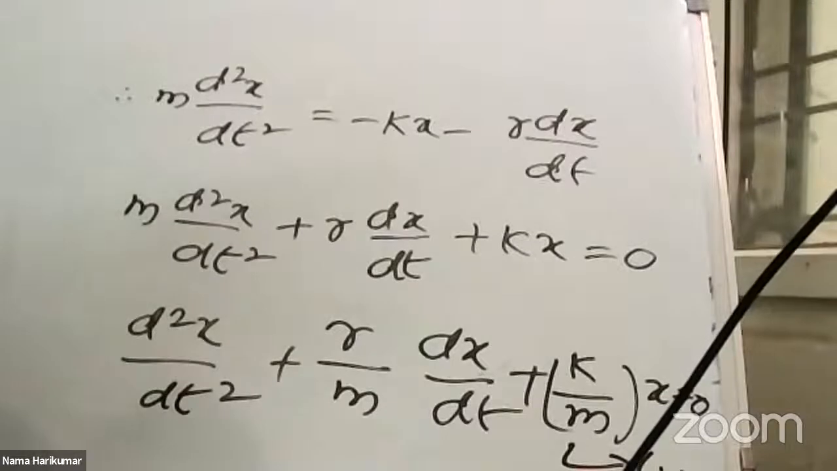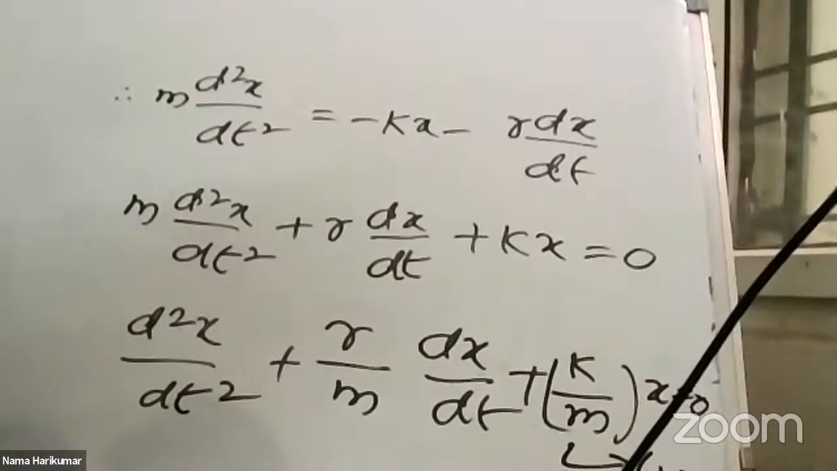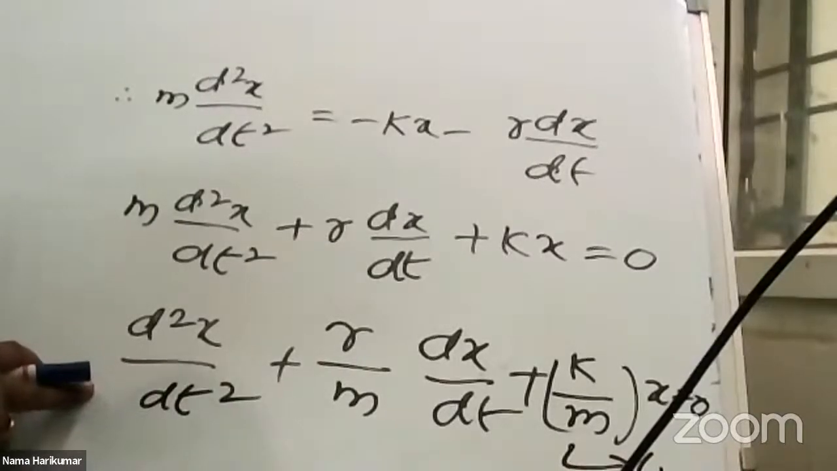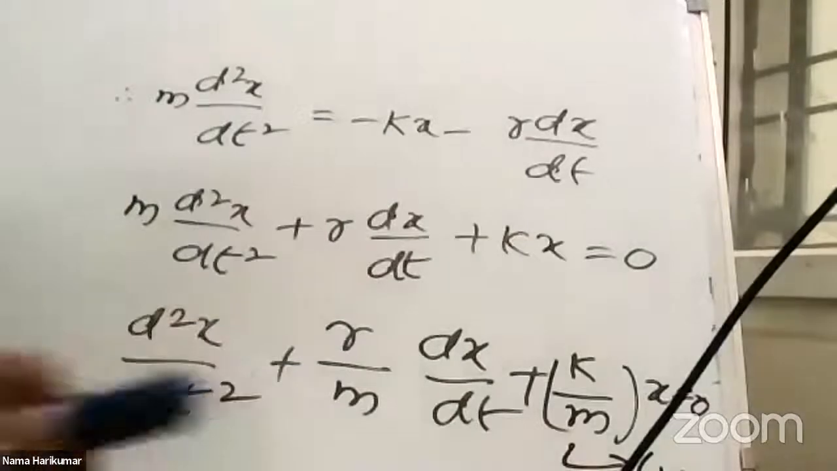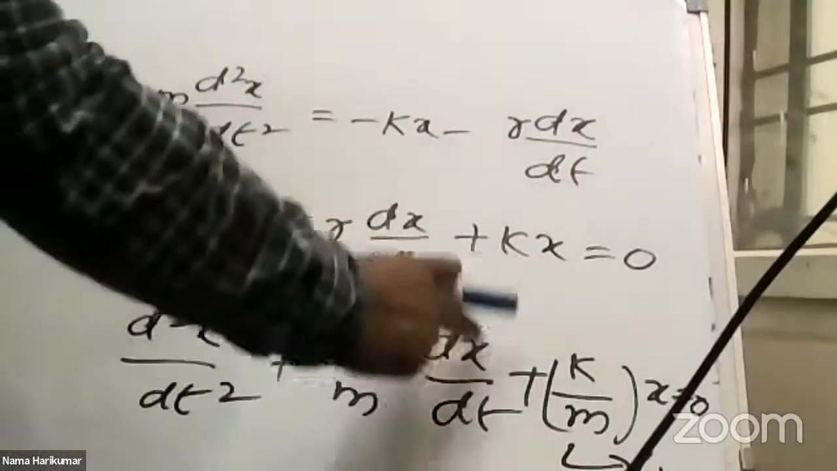Okay, so next, the first term represents the acceleration, the second term is velocity, and the third term is denoted by the displacement of the wave. The first term is acceleration, the second term is velocity, the third term is the displacement. Small r is denoted by what? r by m into dx by dt is nothing but velocity, in this equation.